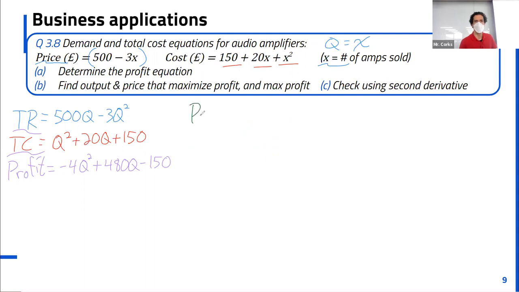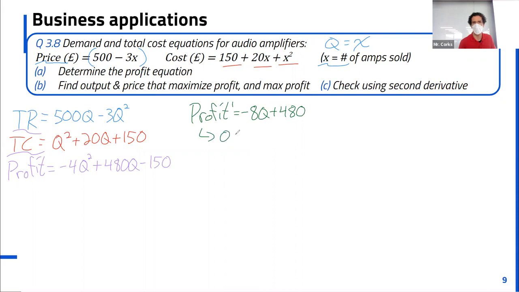So we find our first derivative. We want to find our turning point, so zeros of our first derivative. So we find our first derivative first. And what is that? Negative 8Q, plus 480 here, and we will just set all this equal to 0.